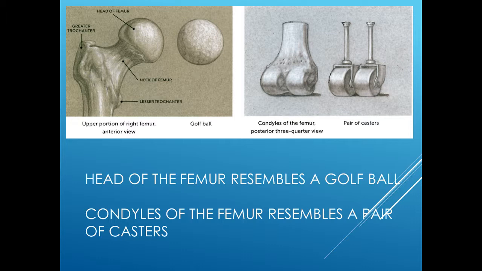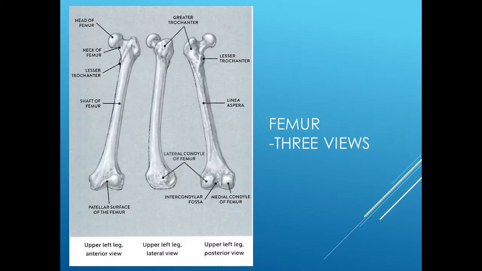Now, the condyles of the femur kind of resemble a pair of casters. So they're almost cylindrical in shape. And remember we said there's this little area right inside there, to allow for some movement.